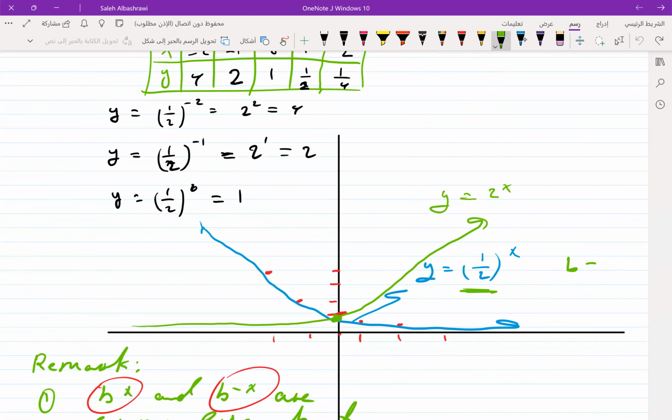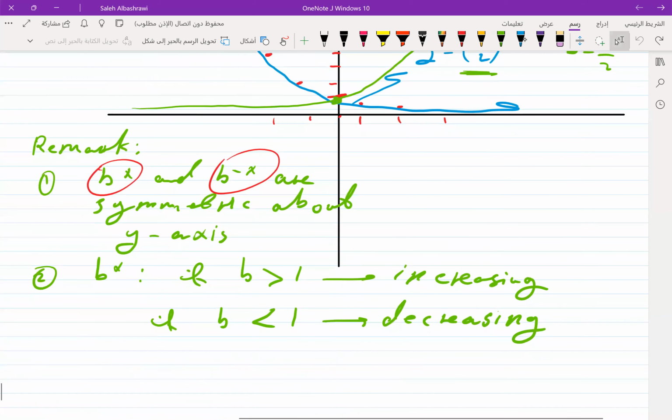b is equal to 1/2. So the function will be decreasing, going down. See, the direction of the figure is becoming smaller and smaller. So the function is decreasing. If the base is less than 1, then the function is decreasing.